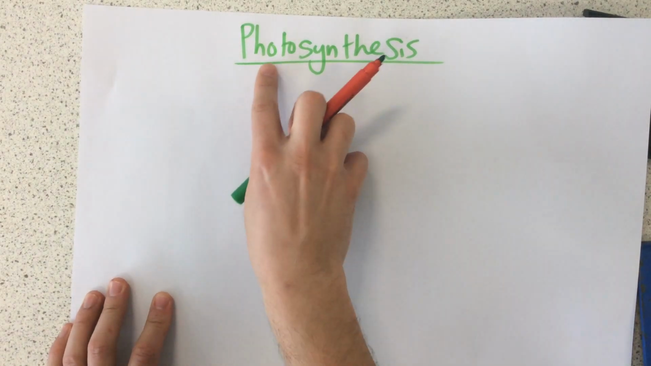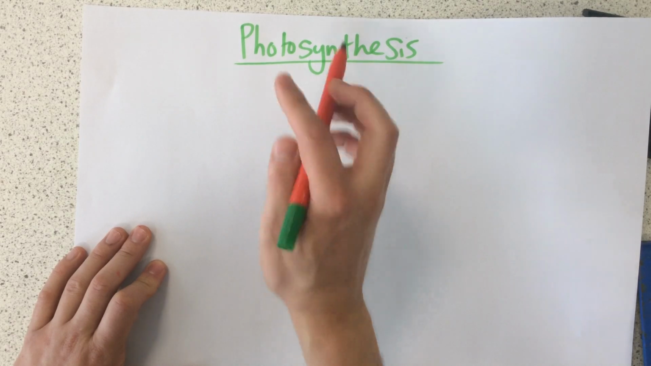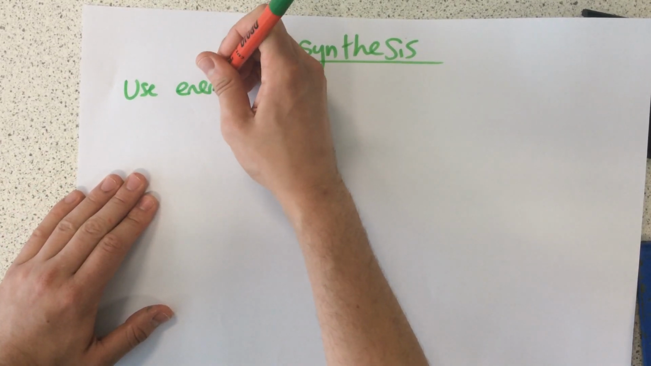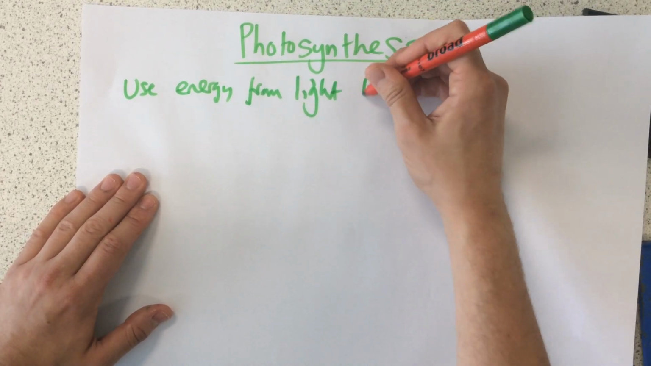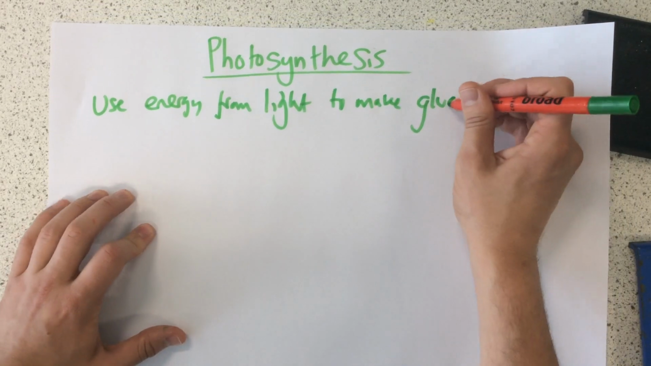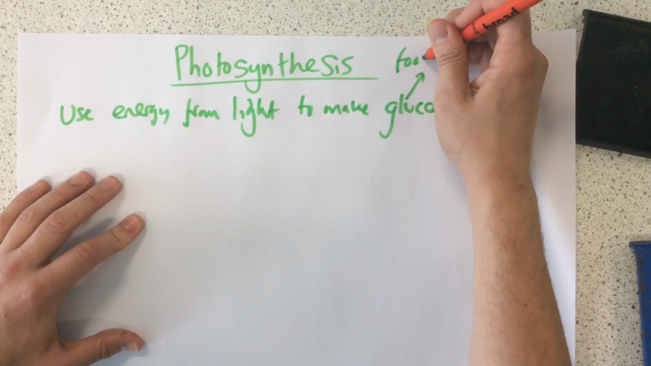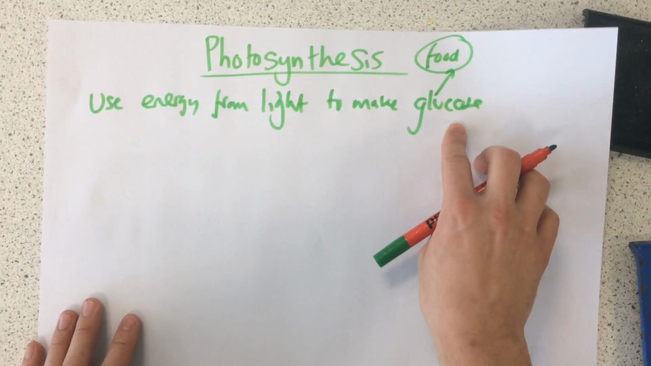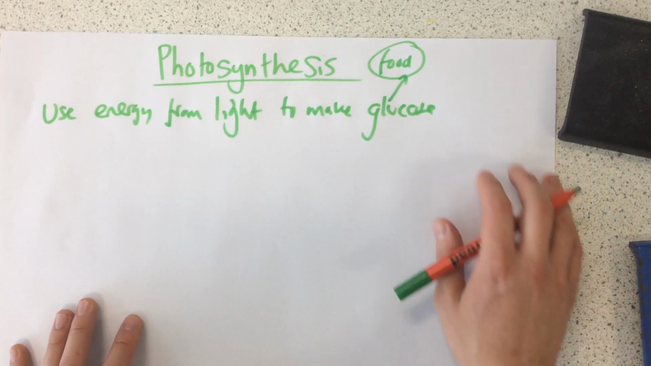Okay, today I'm going to talk about photosynthesis. So photosynthesis is a process which occurs in plants where plants use energy from light to make glucose. So essentially the glucose acts as the plant's food. The plant can use this glucose for energy and can use it for lots of different cellular processes.